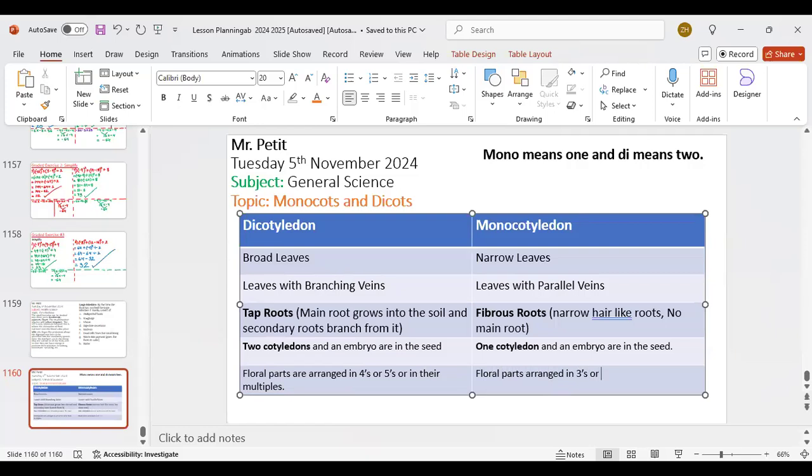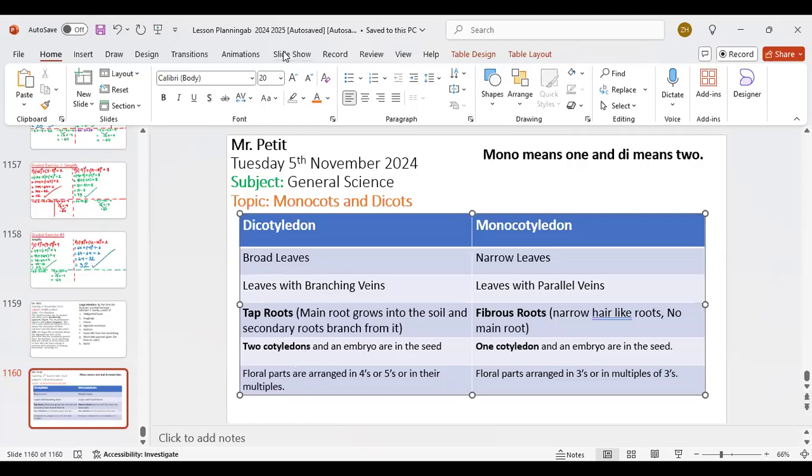So for the monocotyledon, their floral parts are arranged in 3s or in multiples of 3s. 3s or 6s, doesn't matter.